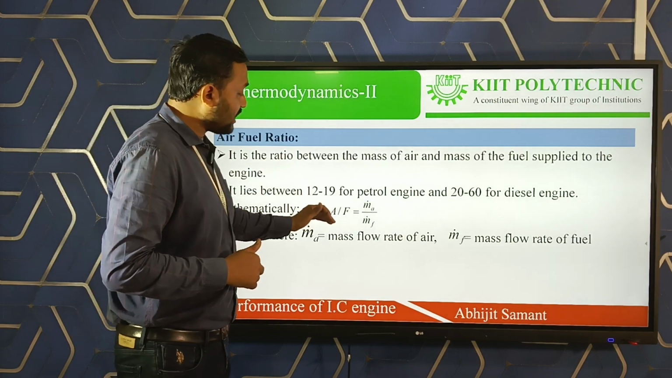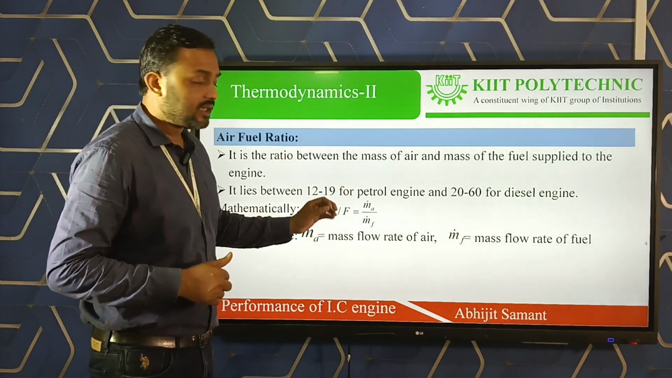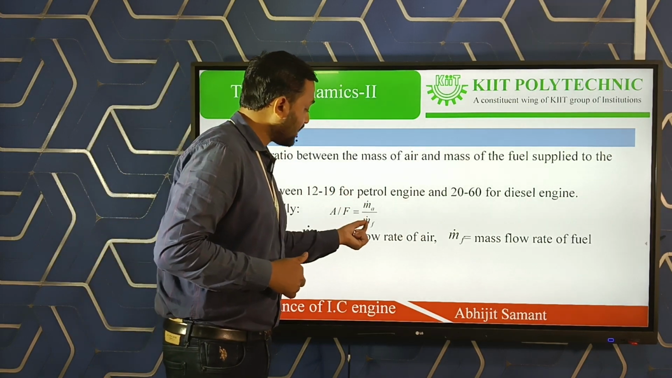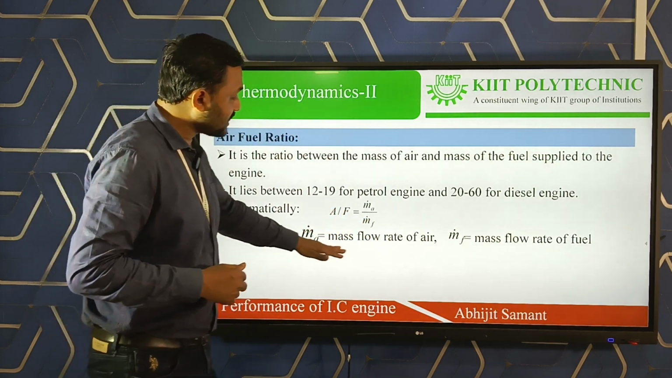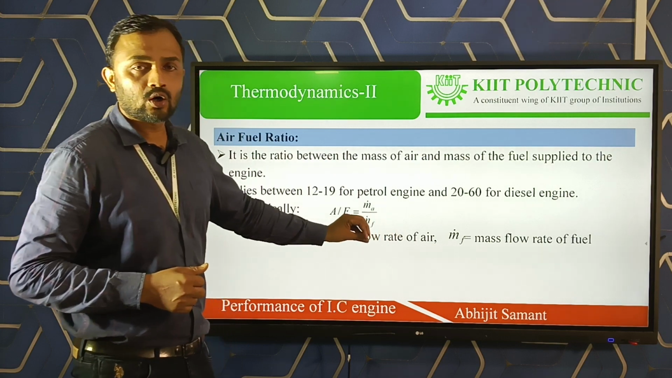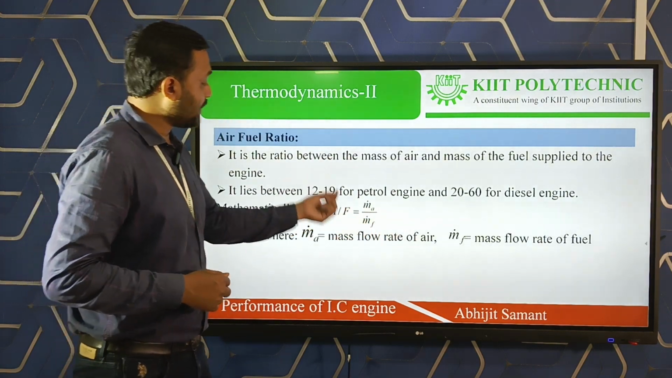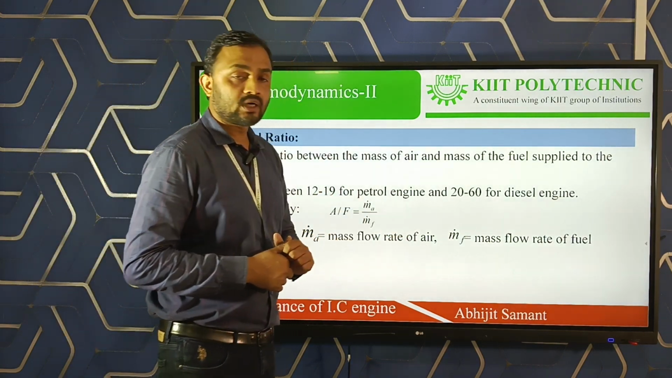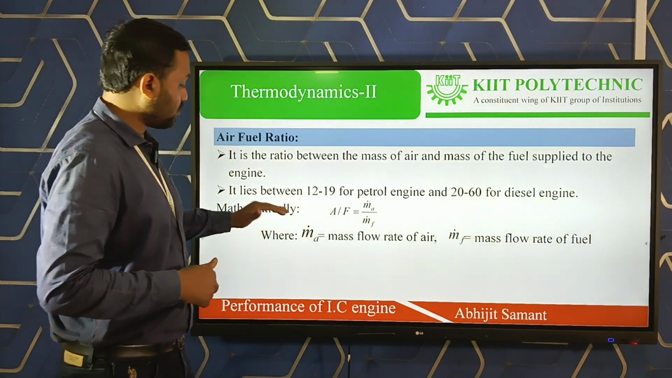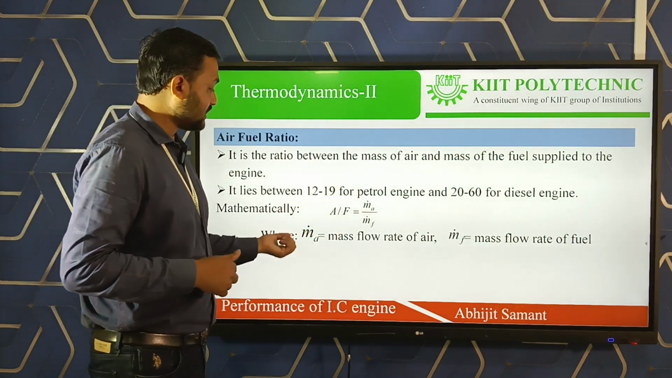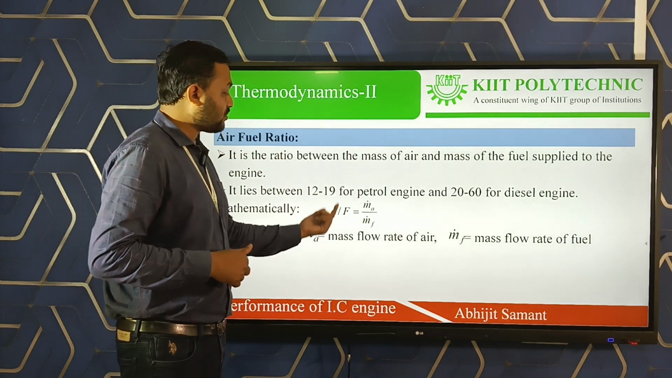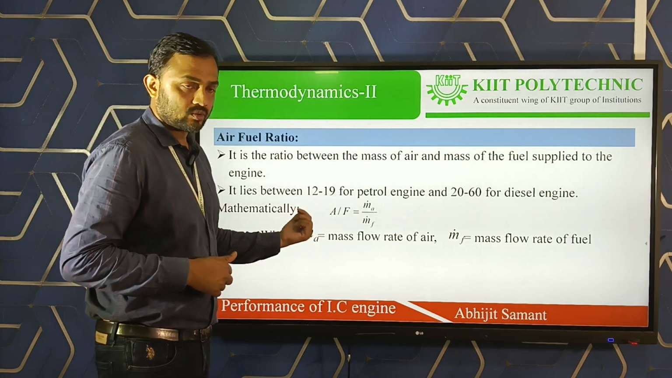So mathematically, air fuel ratio can be determined by m dot a divided by m dot f. What is m dot a? m dot a is the mass flow rate of the air, whereas m dot f is the mass flow rate of the fuel. So m dot a divided by m dot f, you can determine that to find out the air fuel ratio.